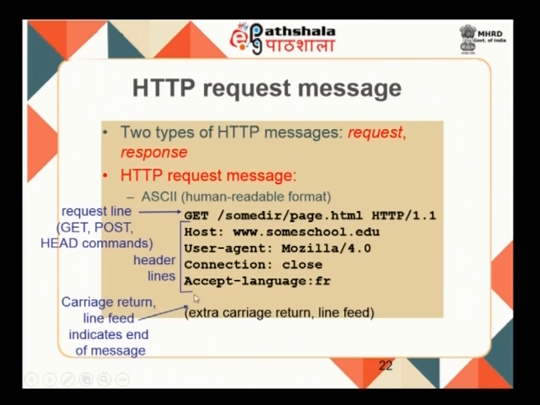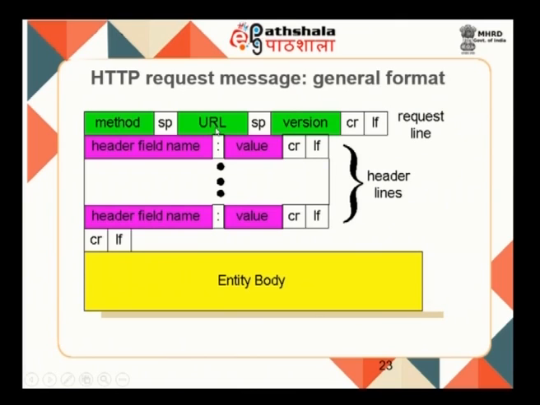A carriage return, that is just an empty line with carriage return and line feed, acts as the end of the message. This is how an HTTP request message will look. So, the general format is like this. You have the method specified, space, URL, space, version, and each line will end with a carriage return and a line feed. Then you have different header fields: header field name, colon, value. That is the format in which it is specified, and each of these header lines again will end with the carriage return line feed.